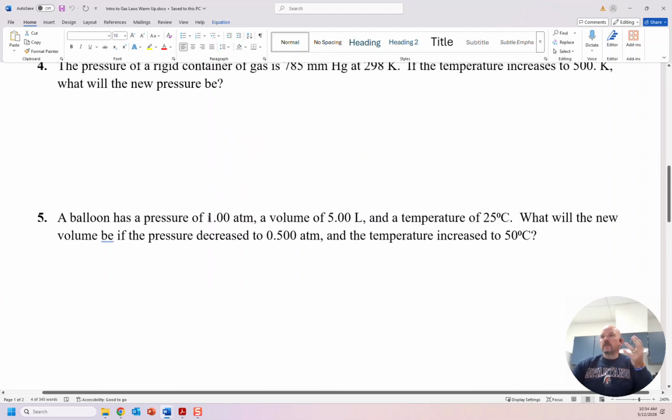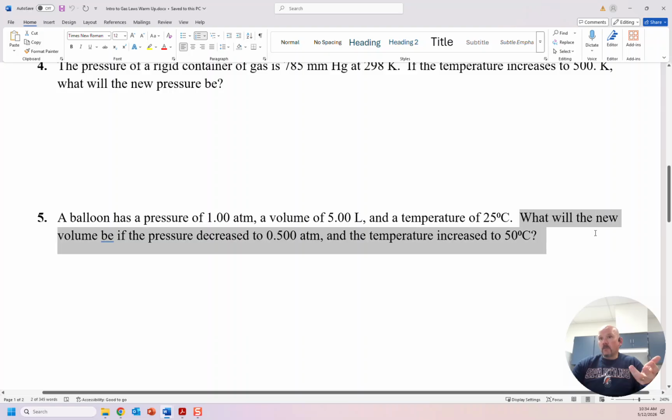So we read the question. We have an initial pressure, initial volume, and initial temperature. It's just not in Kelvin, so we're going to have to switch that to Kelvin. But this would be P1, this would be V1, this would be T1 if we add 273 to it, right? So this means this is P2, and this would be T2. The one thing we're not given is V2. We're solving for V2, and that's what they ask. What will the volume be? So what's the new volume? So V2 is what we're solving for, right?